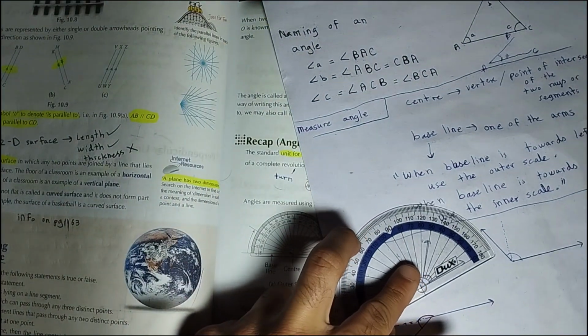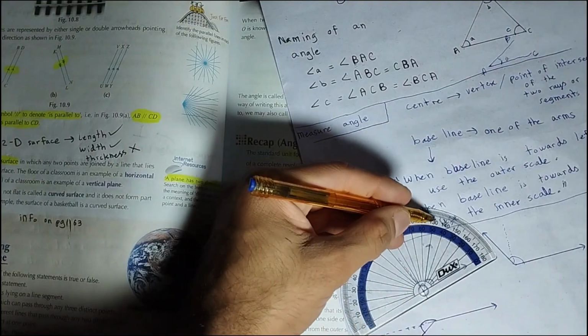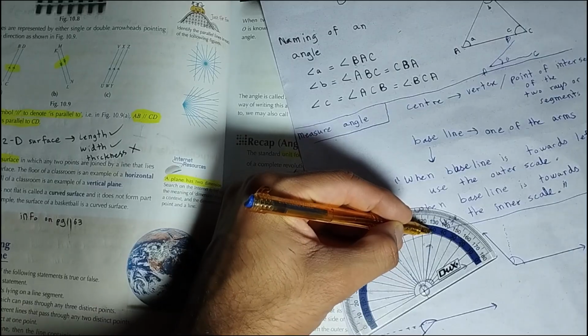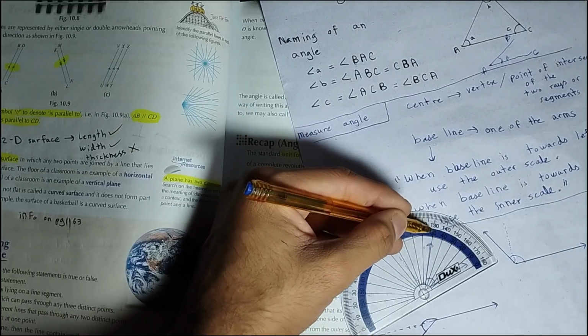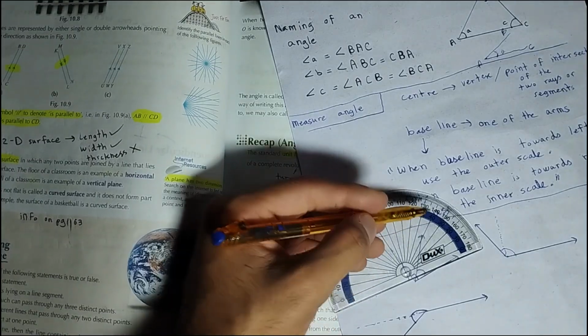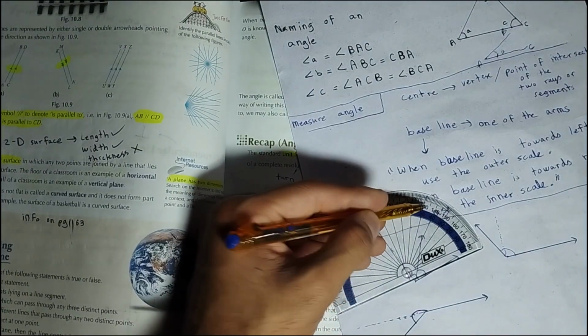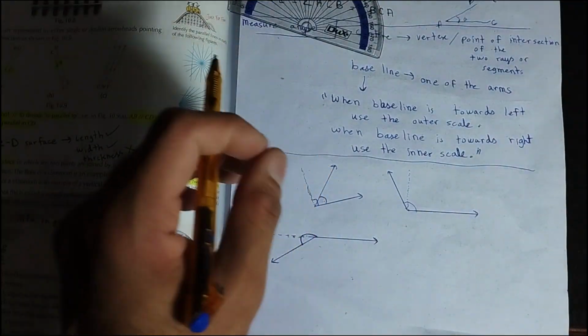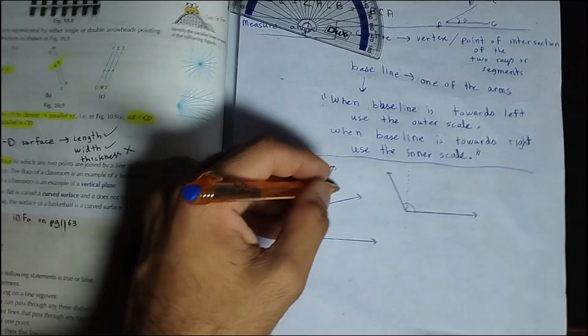Now I placed it. I'm going to measure it. One scale says that it's 130. The other scale says it's 50. Just think about it. If it's an acute angle, then obviously it's going to be less than 90. Then that means I cannot say it's 130. It's going to be 50. If you just remember that, you will not be getting these calculations wrong and measuring the angles wrong.